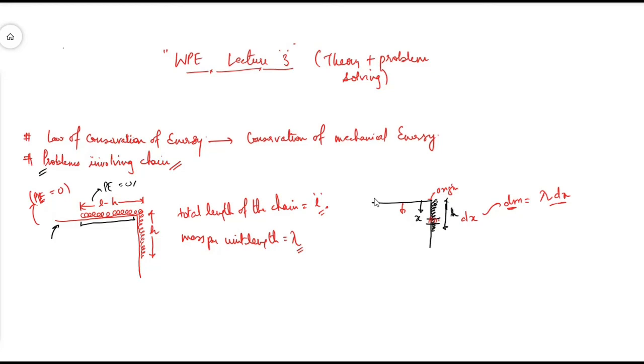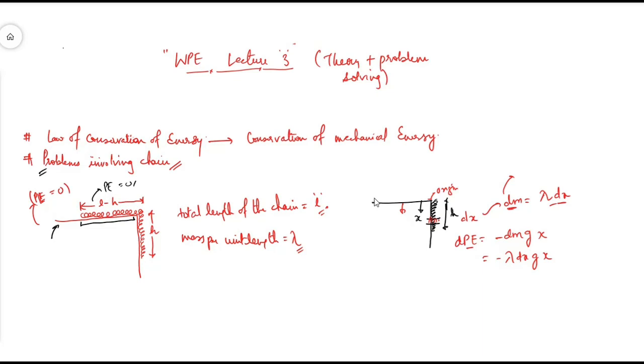What is the potential energy of this dm mass? It's going to be minus dm times g times x. Why? Because I'm going below that surface, which is already 0, so any potential energy below it is going to be negative, and this element is at a distance of x from the table. So this dPE, the differential potential energy, is going to be minus dm g x. Okay, now what is the value of dm? dm is lambda dx, so dPE is minus lambda dx g x.